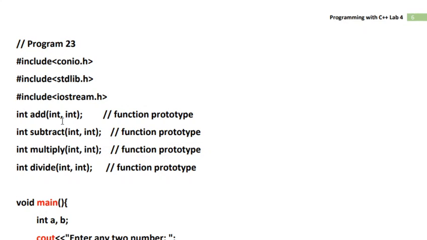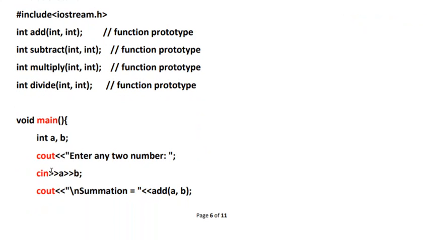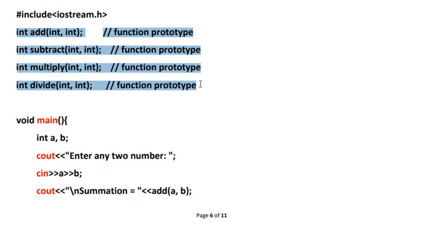So here what we have is functions add, subtract, multiply, and divide. In the main function, I have placed the function prototypes. All of these functions are declared as functions that take in two integer values and return an integer value. So add, subtract, multiply, and divide are declared as integer functions that take in two integer parameters and return an integer value.